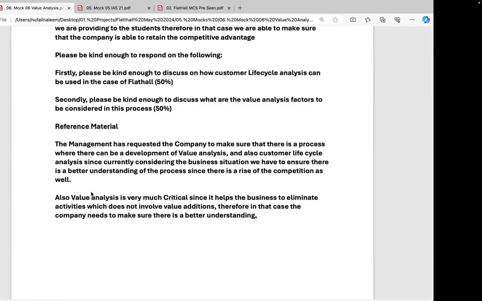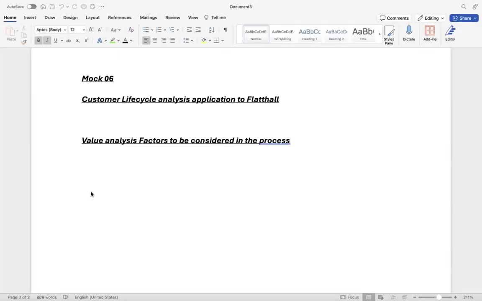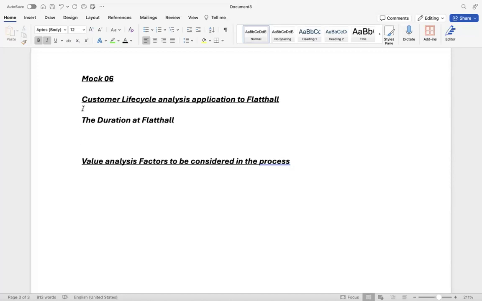Okay, now students, coming into the system. Now, customer life cycle analysis. That means, students, here we need to know that our customers will live in our Flatthall PBSA for 3 years. That's the life cycle. And what we can do using the 3 years within us, can we upsell any other products? Or can we give some other combo products also? So that is one thing. Students, I'll just write down here the duration at Flatthall. That is the first thing.